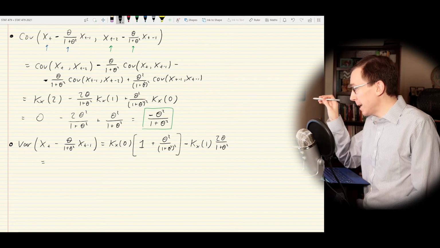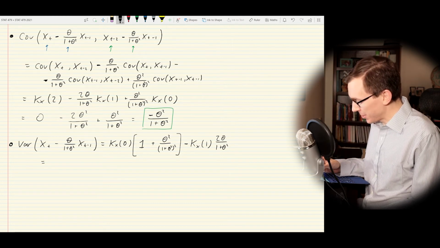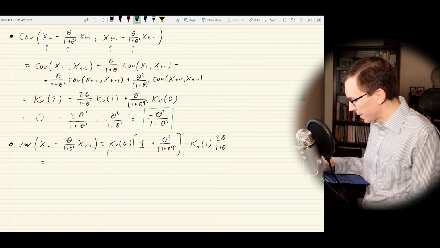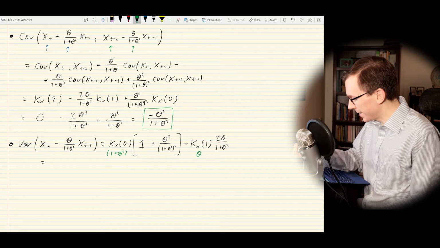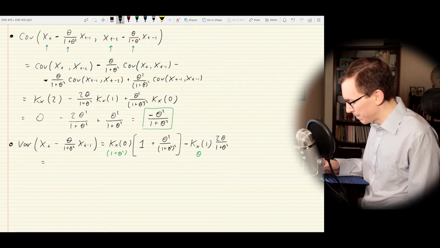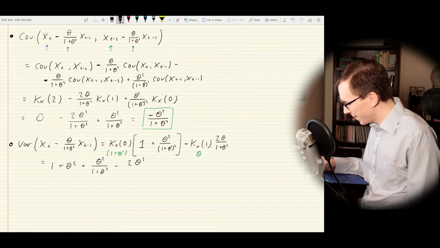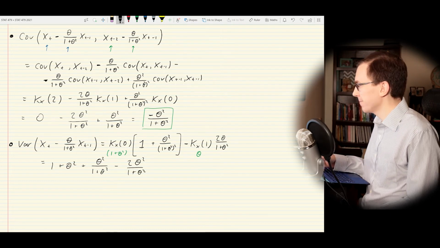Anyway, where were we? Yep, now what we do is we just plug in our definitions. So again, for this guy, we would have a 1 plus theta squared. For this guy, we would just have a theta itself. And we end up with something that looks like 1 plus theta squared plus theta squared divided by 1 plus theta squared, minus 2 theta squared over 1 plus theta squared.